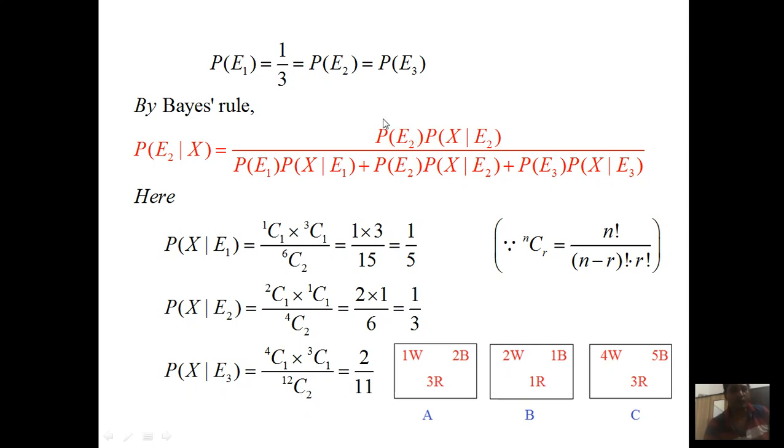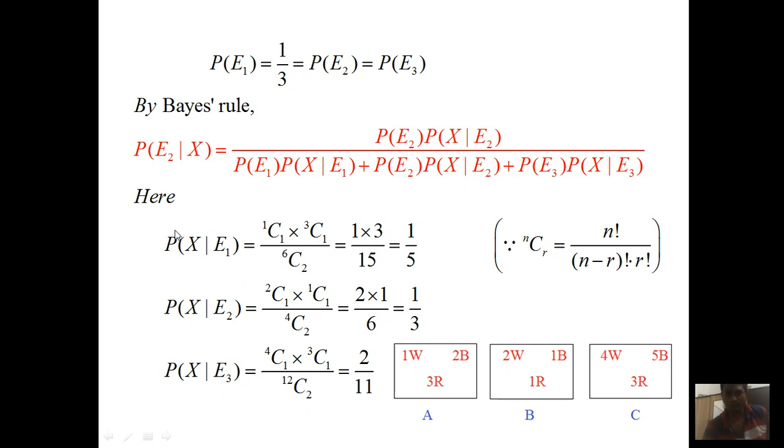So probability of E2 is clear, it is 1/3. Probability of X given E2 is unknown, which we have to determine. Now this term, probability of E1, is known, 1/3. Probability of X given E1, again this term is unknown. Similarly, probability of X given E3 is unknown. That is, to find the value of probability of E2 given X, we have to find out this first, second and third term. So let's find the first, say probability of X given E1.